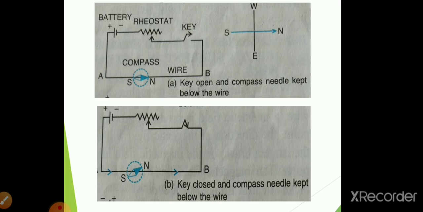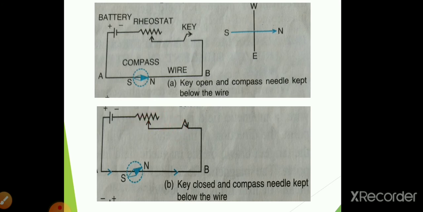If the current in the wire is increased, the deflection of the needle also increases. By increasing the number of battery cells, we can increase the current. Or by using the rheostat, we can increase or decrease the resistance, so that we can increase or decrease the current here. So by increasing the current, the deflection is more.